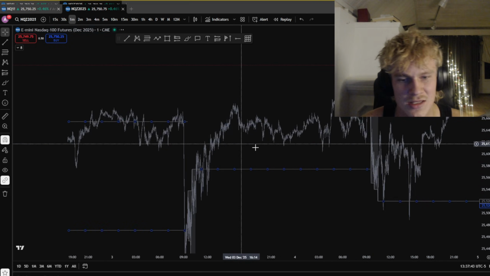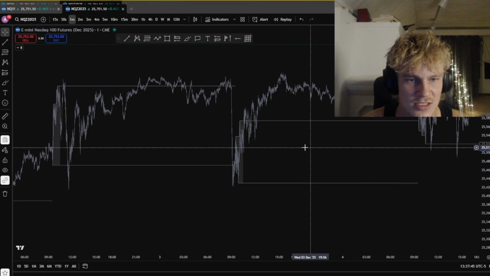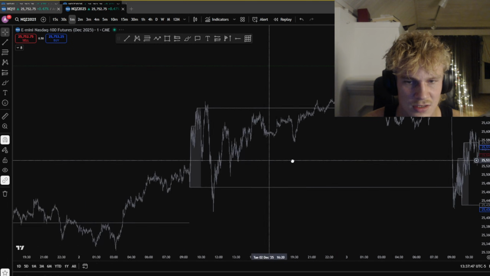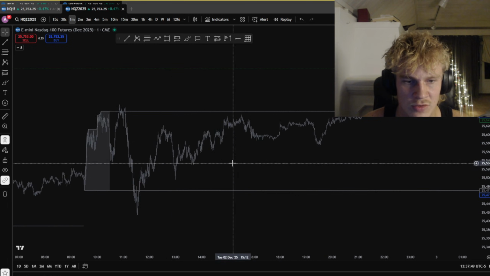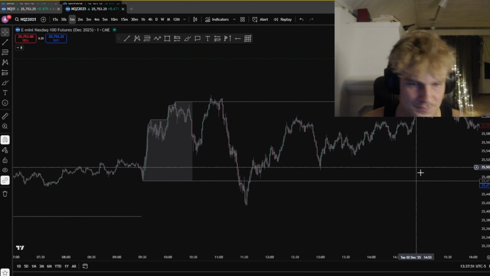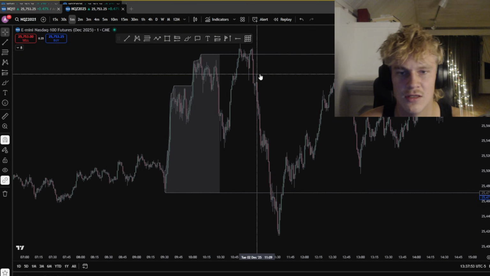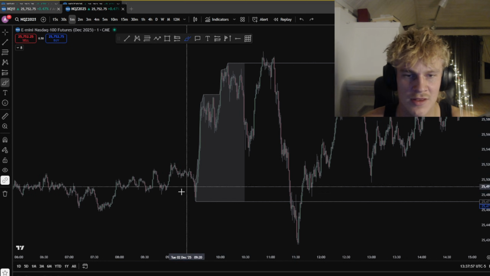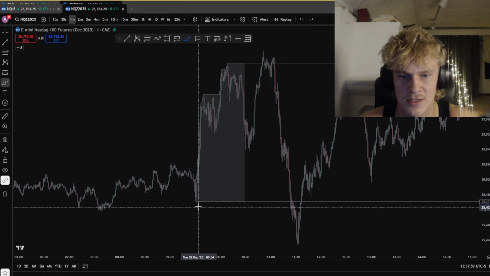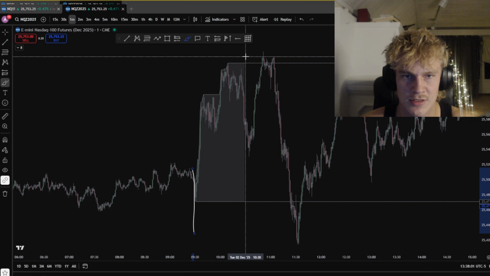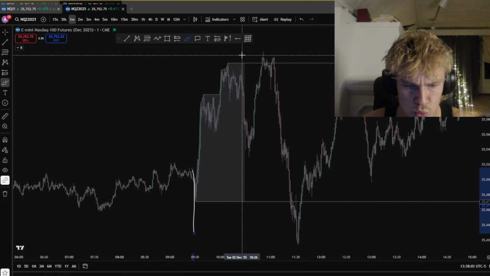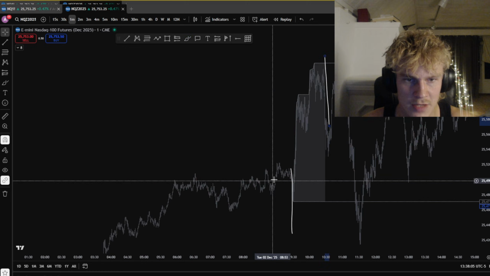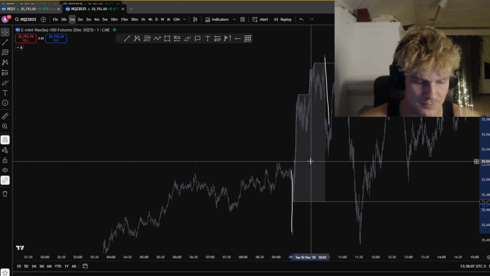This week is a bad example because we've had such bad price action. This is potentially the only good deviation we've had. All right. So here you can see we have the initial balance, right? 930 to 1030. All right, this is our initial balance.